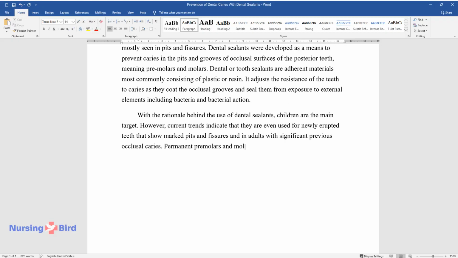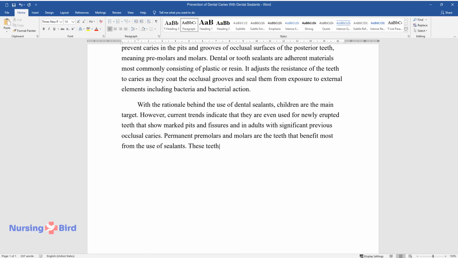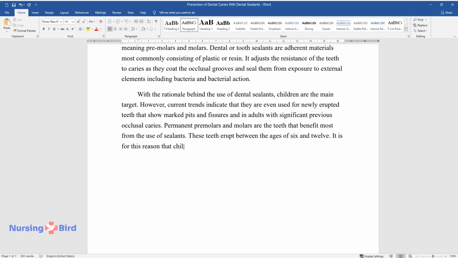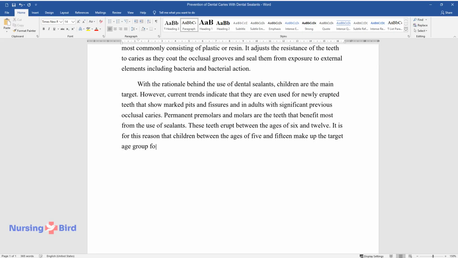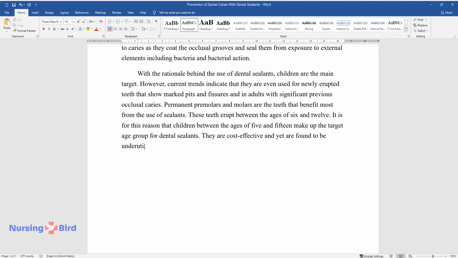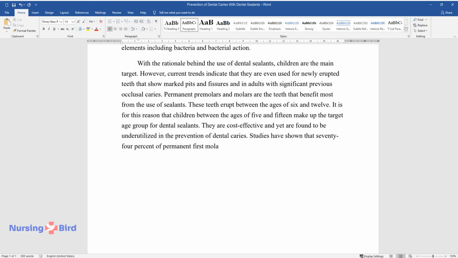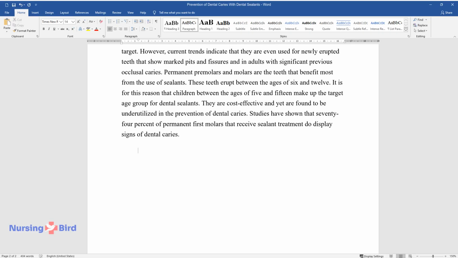Permanent premolars and molars are the teeth that benefit most from the use of sealants. These teeth erupt between the ages of 6 and 12. It is for this reason that children between the ages of 5 and 15 make up the target age group for dental sealants. They are cost-effective and yet are found to be underutilized in the prevention of dental caries. Studies have shown that 74% of permanent first molars that receive sealant treatment do not display signs of dental caries.